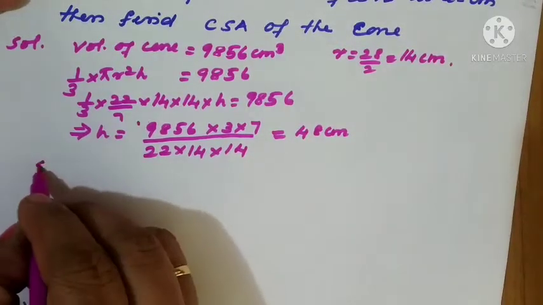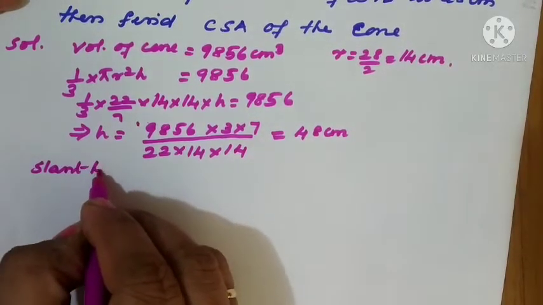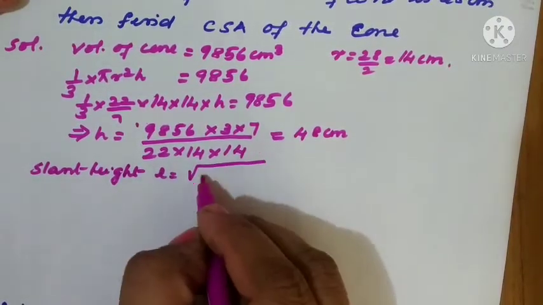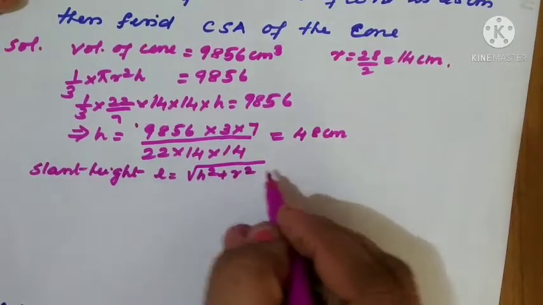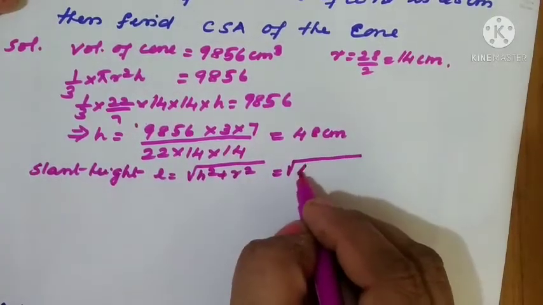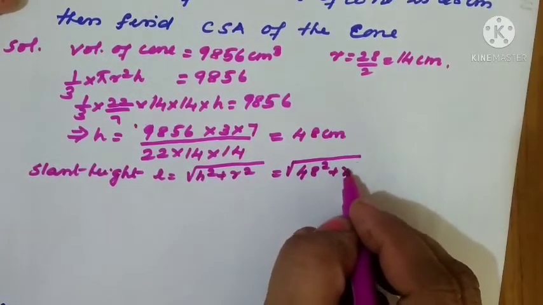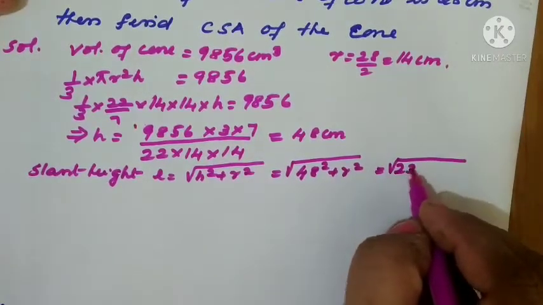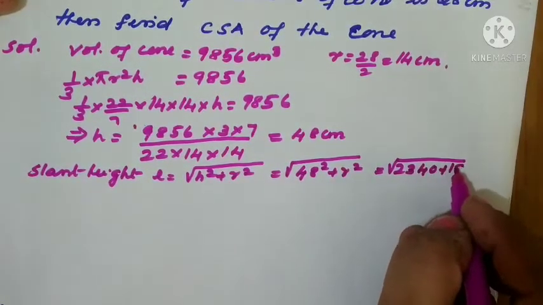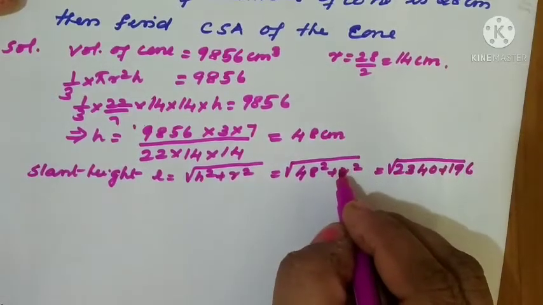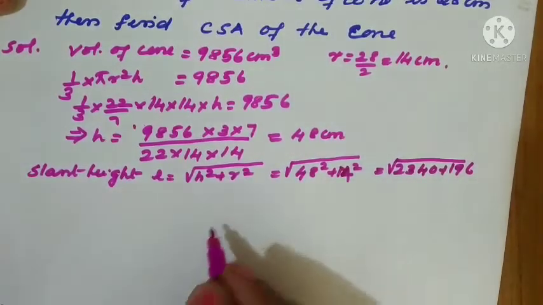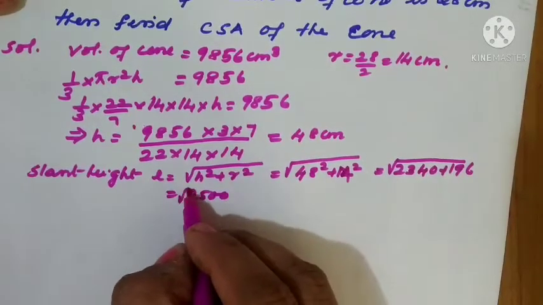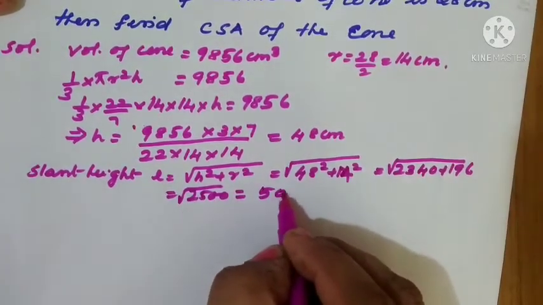So we'll write that slant height l equal to root of h square plus r square. That means root of 48 square plus r square equal to 2304 plus 196. r we can substitute, that is 14 square. So finally it is equal to root of 2500, right? So it is equal to 50 centimeter.